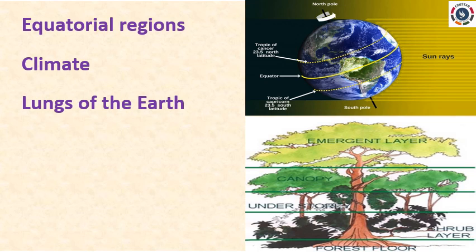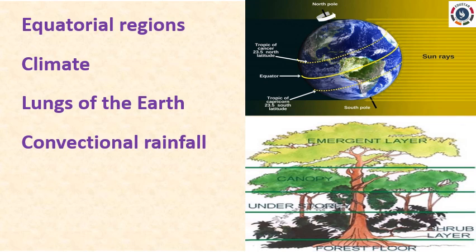Next is about the lungs of the earth. Amazon rainforests are often called the lungs of the earth because they absorb a large amount of carbon dioxide and produce oxygen.